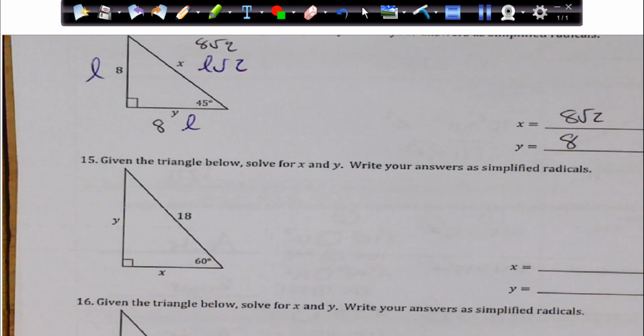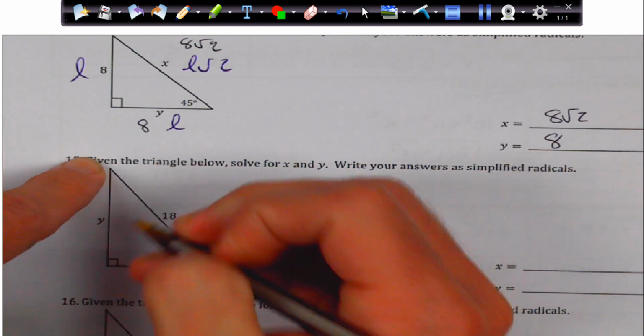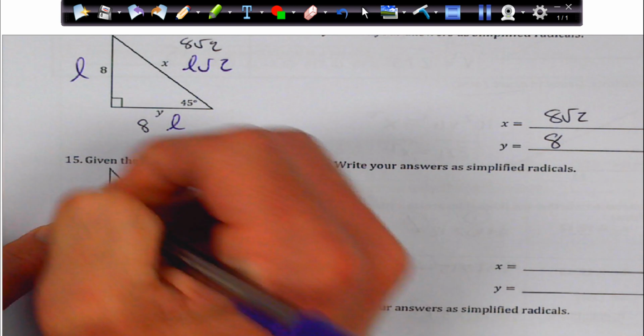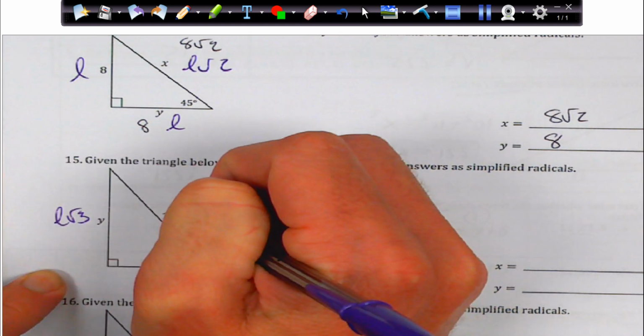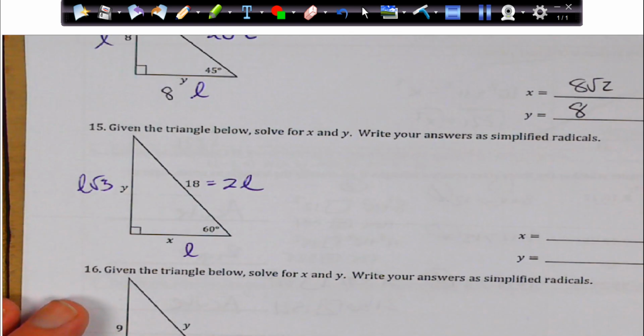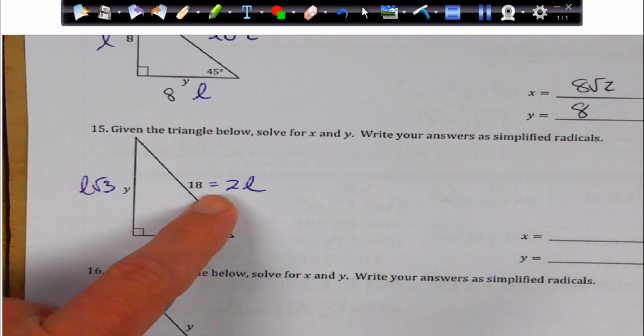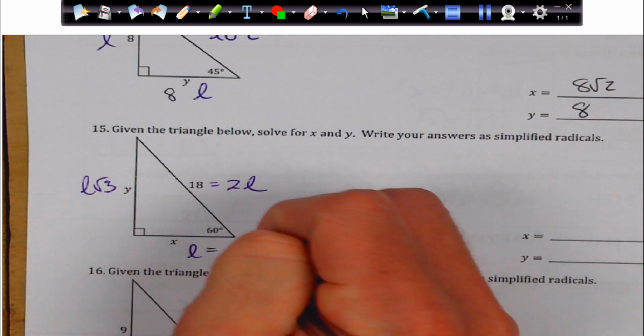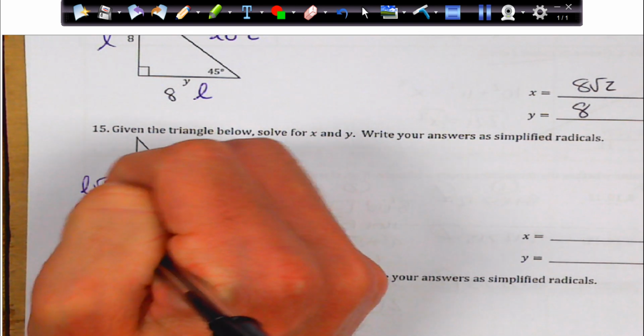All right, new rule on this one. Across from the 30 is L. Across from the 60, L rad 3. And across from our 90 is 2L. So this means L is going to be half of 18, which makes this 9, which makes this 9 rad 3.